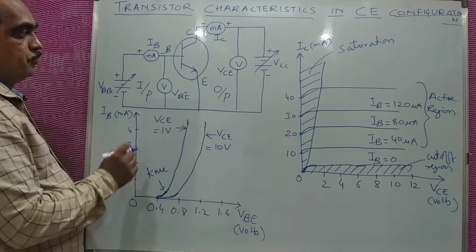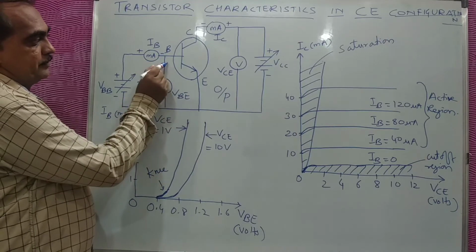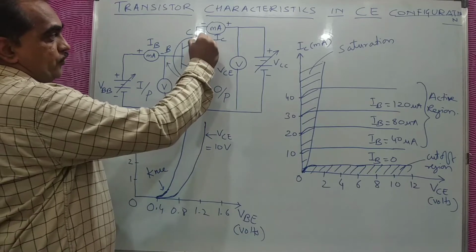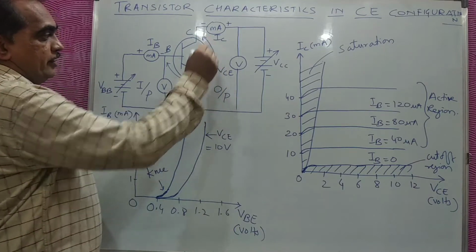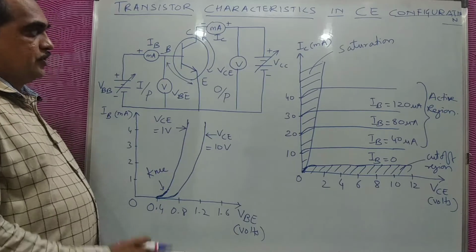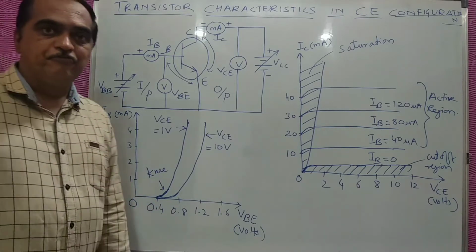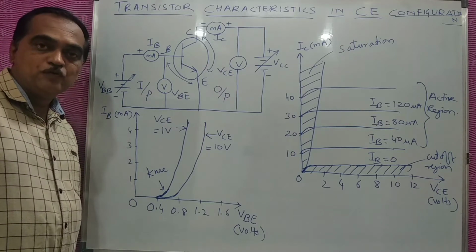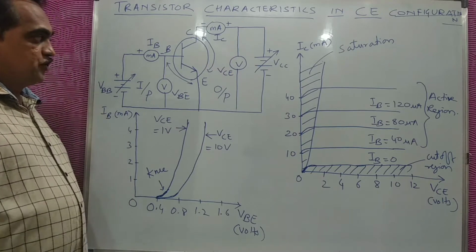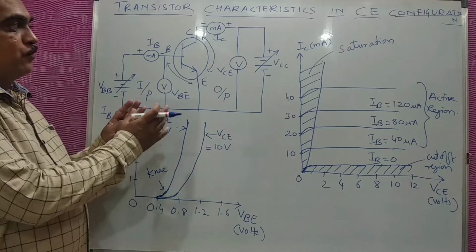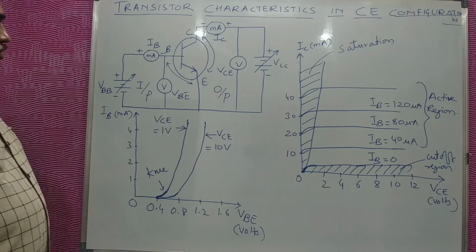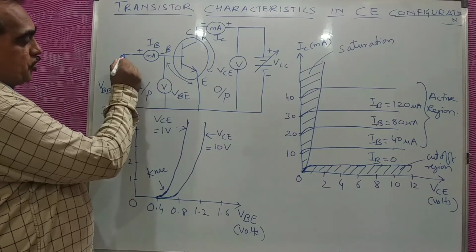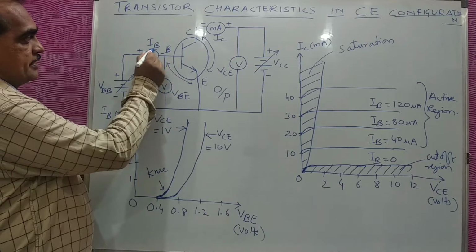So the input is given between base and emitter, and the output is taken across collector and emitter. Now here, to study the characteristics of input and output between voltage and current, first we should see what is our input and what is our output. Now here if you see, this is the circuit where the input current is IB.